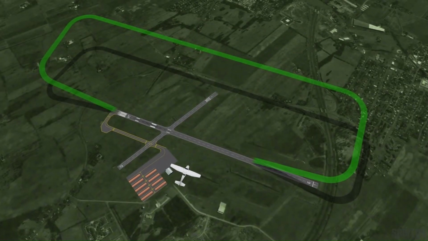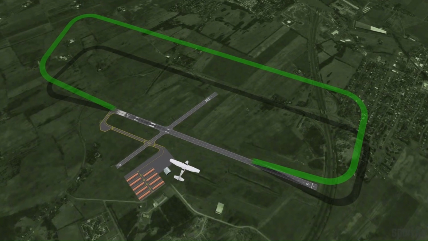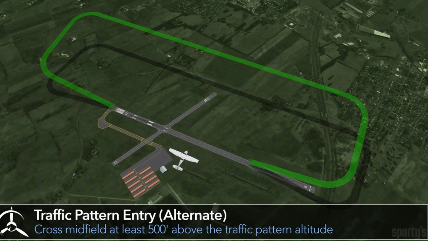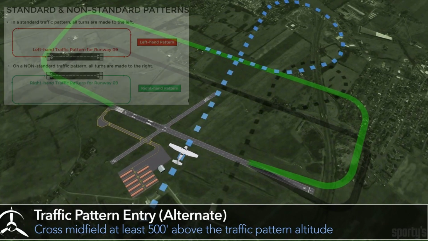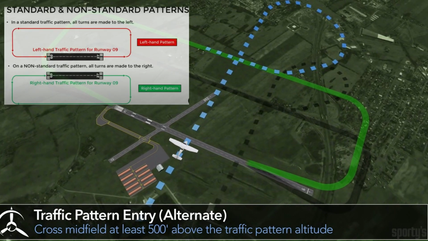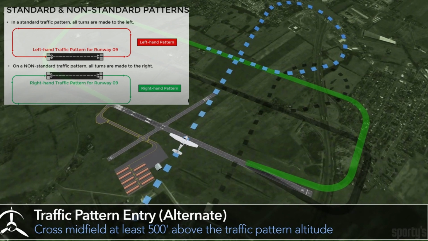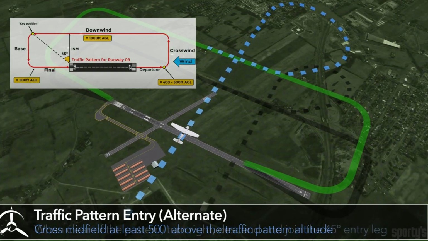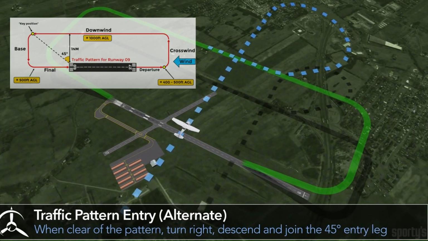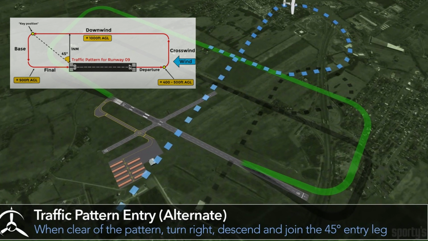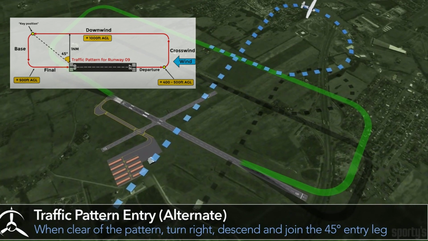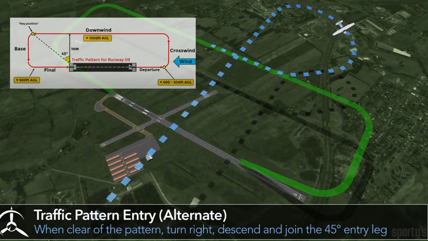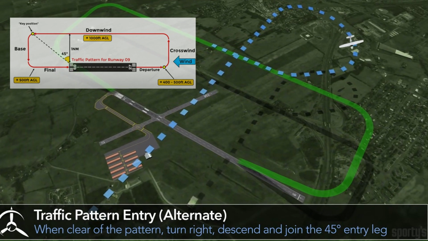There are several ways to enter the pattern if you're coming from the upwind leg side of the airport. One method of entry from the opposite side of the pattern is to announce your intentions and cross over midfield at least 500 feet above pattern altitude, which would be 1,500 feet AGL at most airports. When well clear of the pattern, approximately 2 miles, scan carefully for traffic, descend to pattern altitude, then turn right to enter at 45 degrees to the downwind leg at midfield.